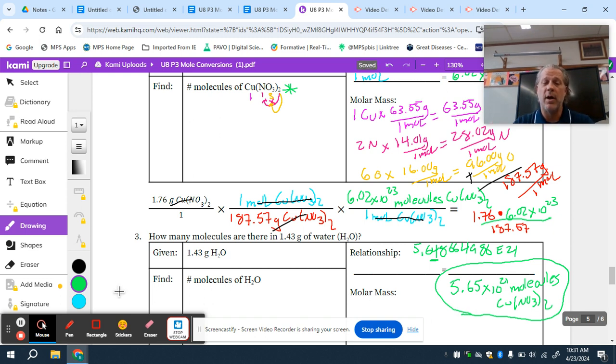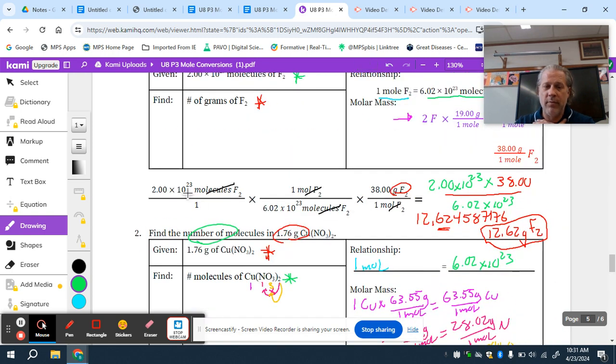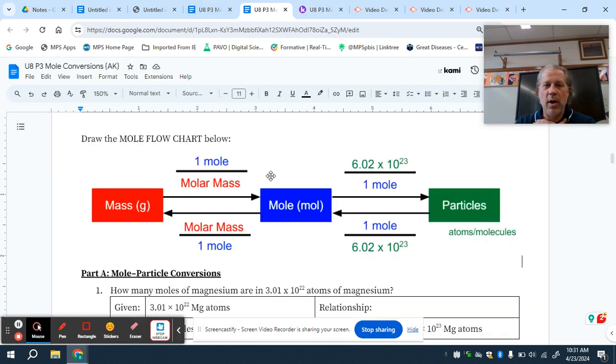But now we have done a problem where we've gone from mass to mole to molecules, and we've done a problem where we've gone molecules to moles to mass. So at this point, we have done every style of problem that you can do using the mole flowchart.